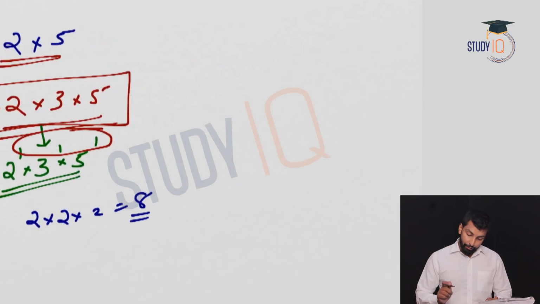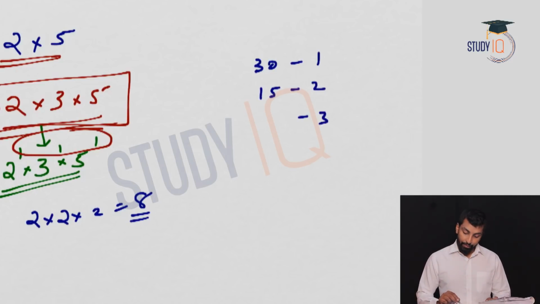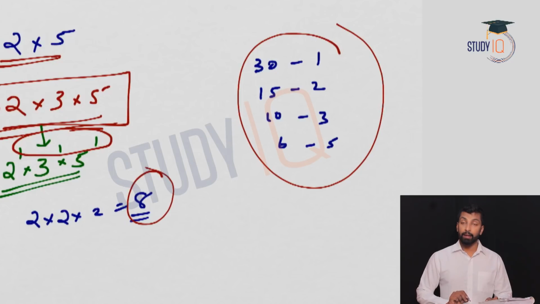So what are the 8 factors? 30 and 1, obviously, these two are factors. Then 15 and 2. Then 3 is a factor, so 10. Then 5 is a factor, so obviously 6. So you got 8 factors. These are the 8 factors. So 30 has 8 factors, and these are the 8 factors.